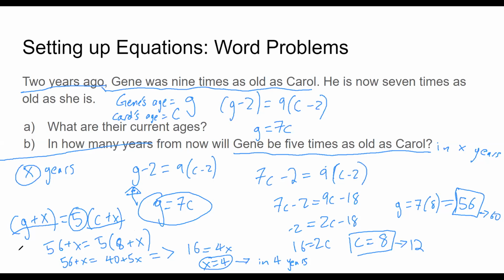So just substitution here. So c is equal to 8, right? Yeah. So how did you get 56? Oh, the 56 came from the g plus x. And we knew that Jean was 56 years old. Yes.